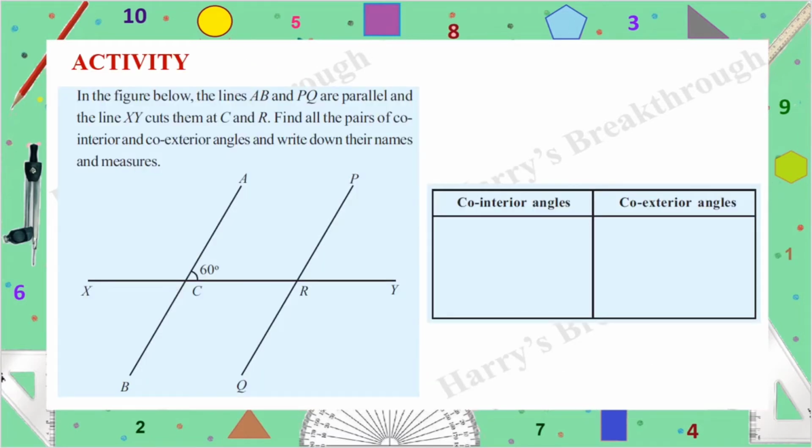So you have an activity in your textbook, page number 27. In the figure below, the lines AB and PQ are parallel and the line XY cuts them at C and R. Find all the pairs of co-interior and co-exterior angles and write down their names and measures. Here you can find two slanted parallel lines and a horizontal cutting line. One angle is marked as 60 degree. You have to find all the pairs of co-interior angles and co-exterior angles and also their measures.